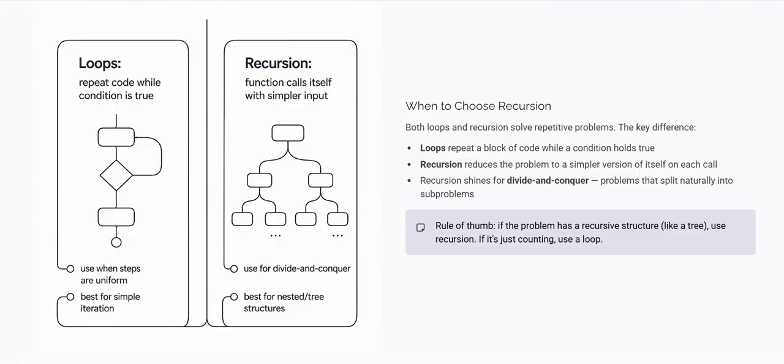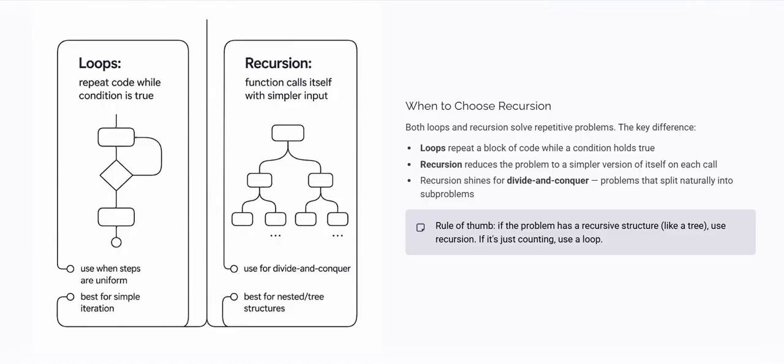Let's say loops repeat a block of code while a condition holds true. A loop will only work when the condition is coming out as true. Once it comes false, it is going to stop. But recursion reduces the problem to a simpler version of itself on each call. As we call the function, it makes a smaller, easier, simpler version with each call.